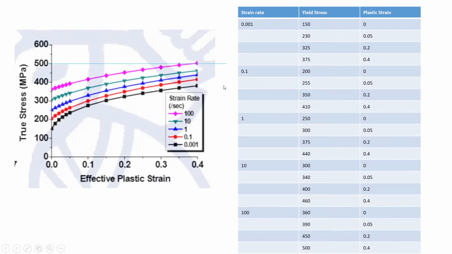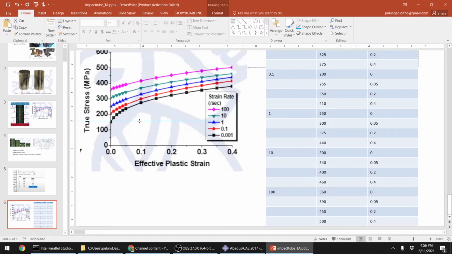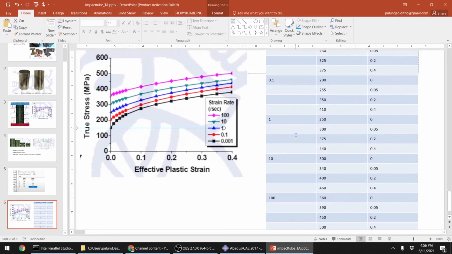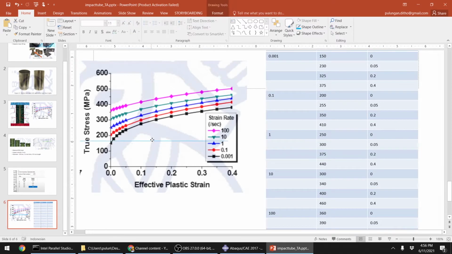So in the previous simulation, in the last two videos that used axisymmetric and shell elements, we used data at 0.1. We took this data and input it into Abaqus. Now we want to use all the viscoplastic data, the stress strain curves for various strain rates. So I get this data. I check it manually by using this line. So this one is 150. And then I move here, and this data is around 230.